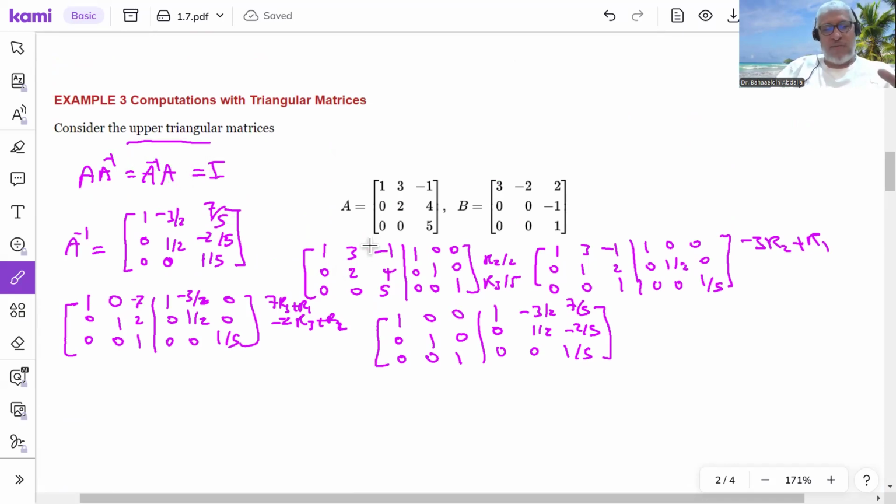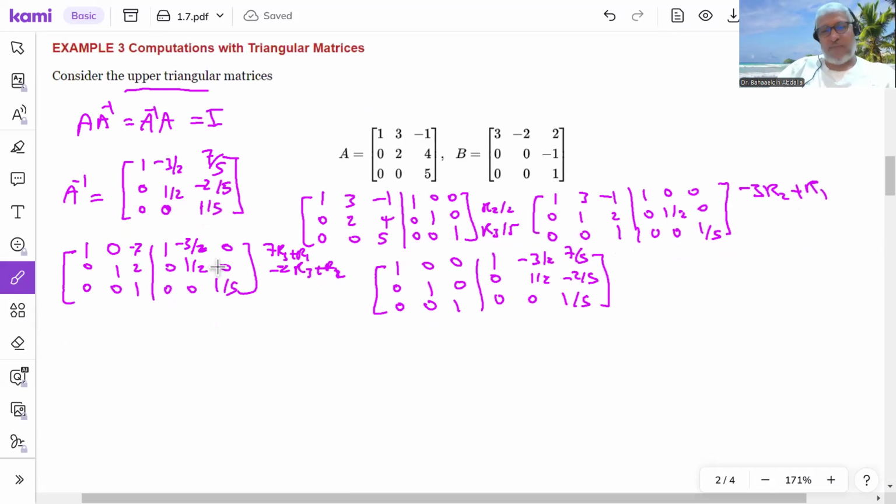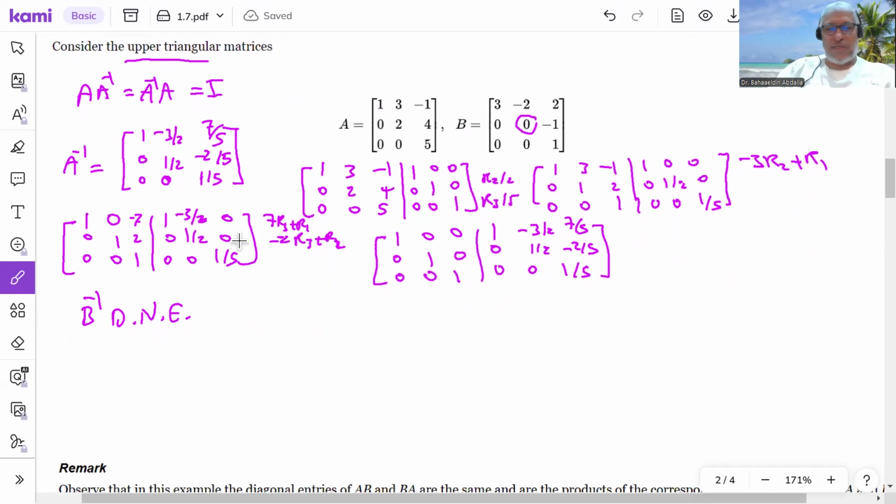So for the upper triangular or lower triangular, it's not that easy to find A inverse. It's easier than a usual matrix, but you need to do some work. You need to use this method. But you know at the end that the entries on the main diagonal are reversed, you have the reciprocal. Now, notice that B inverse does not exist because I have a 0 here. The reciprocal of 0 is a math error.